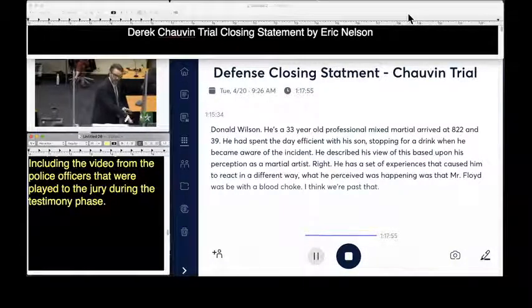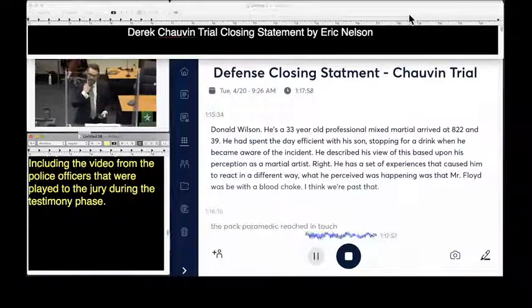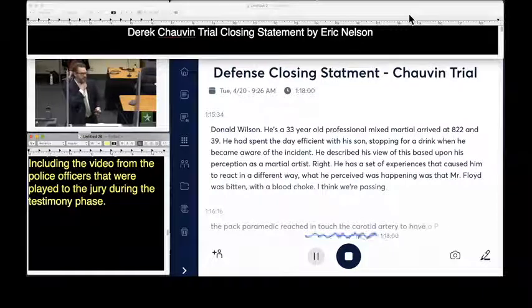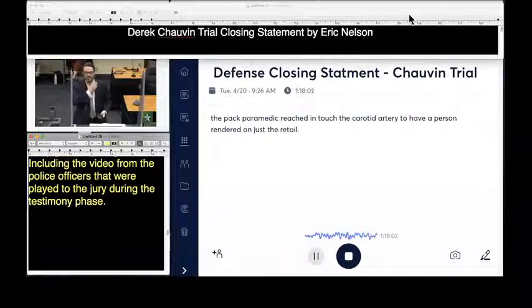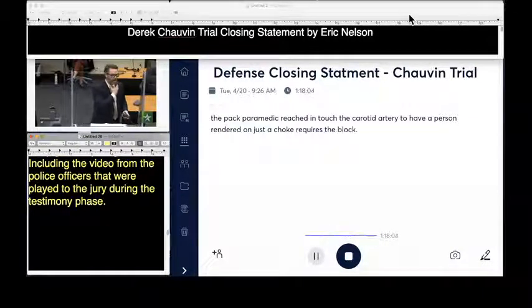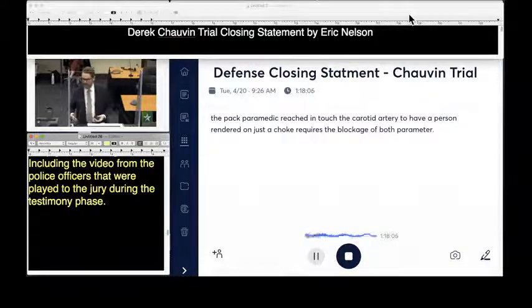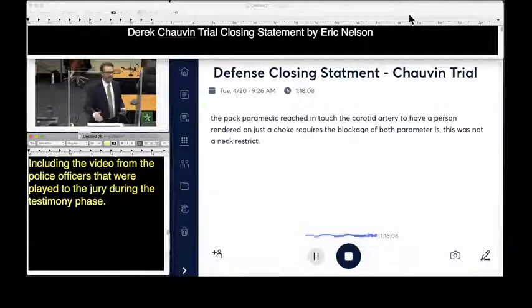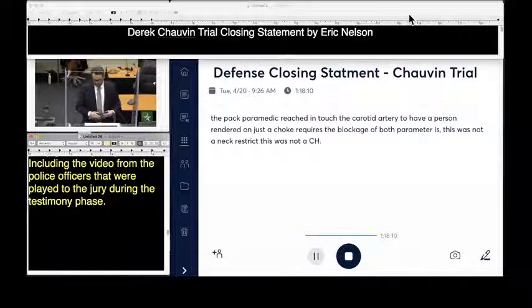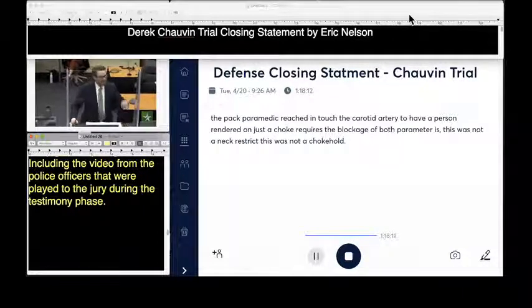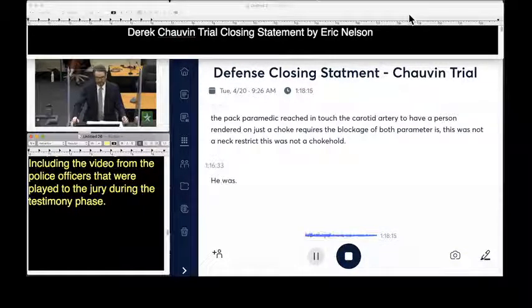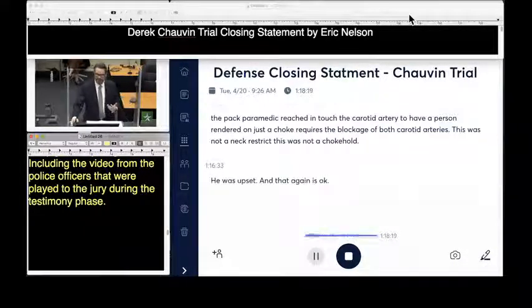The paramedic reached in, touched the carotid artery. To have a person rendered unconscious through a choke requires the blockage of both carotid arteries. This was not a neck restraint. This was not a chokehold. He was upset. And that, again, is okay because his perception affected what he was seeing.